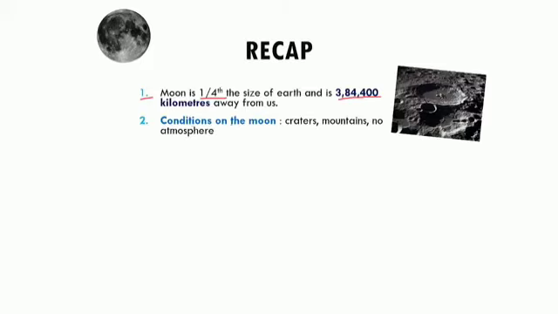Then we saw the different conditions on the moon. We said that the moon's surface is full of pits called craters. It has mountains. It's covered with a layer of dust. It has no atmosphere, because of which it becomes very hot during the day and extremely cold during the night.